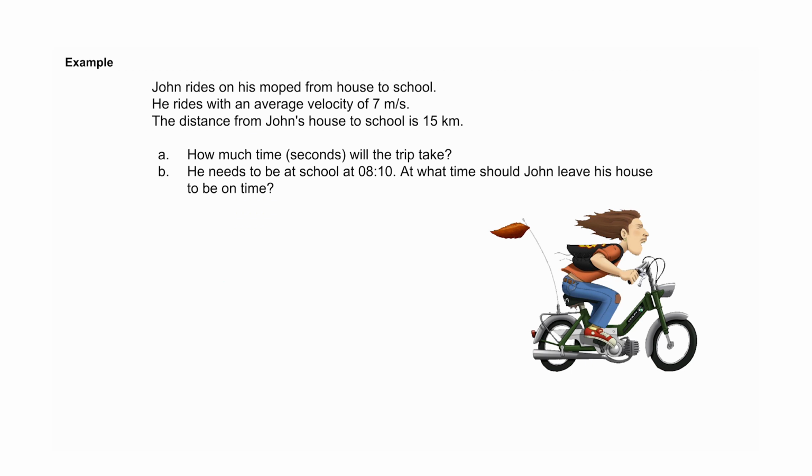Here we see a question which consists of some text and a picture. Let us read through the text first. John rides on his moped from house to school. He rides with an average speed of 7 meters per second. The distance from John's house to school is 15 kilometers.